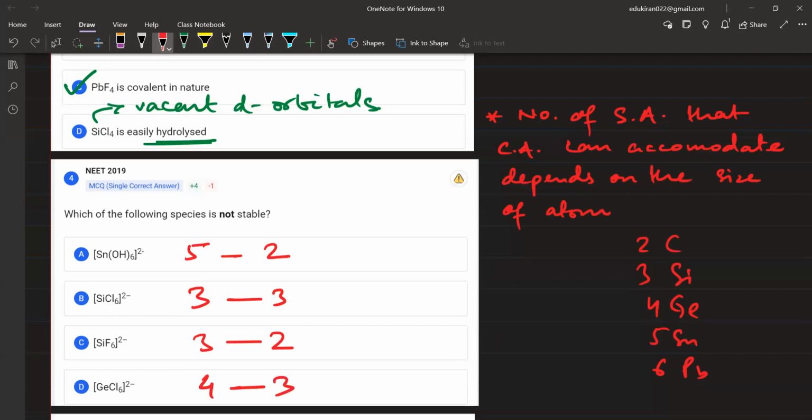So tell me which of the following is the least appropriate combination. These are the central atoms and these are the surrounding atoms. ठीक है. Central atom बड़ा होना चाहिए, surrounding atom थोड़ा छोटा ही होना चाहिए. Central atom का size बड़ा होना चाहिए surrounding atom से.